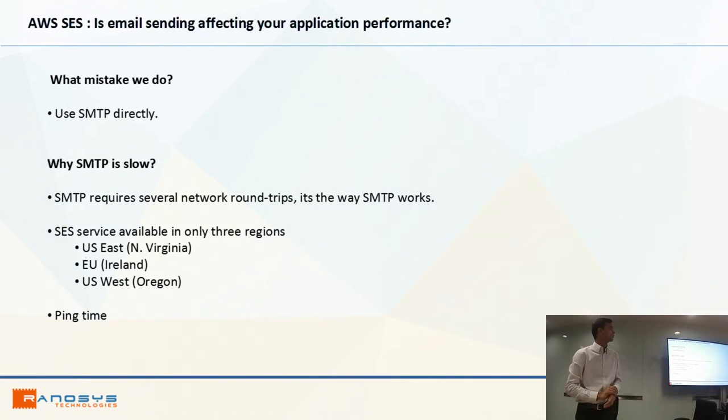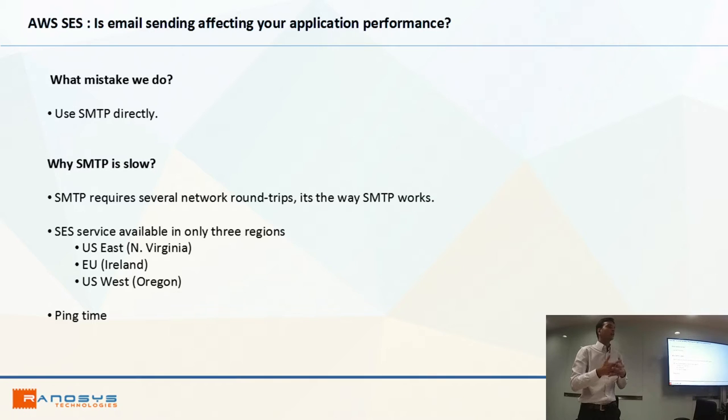Now, the problem when you scale with SES: they provide an SMTP service and an API service to send emails. If you are using the SMTP service directly, that is slow. Because SMTP makes the connection first, then sends the email, then disconnects. And when in the PHP script you are sending the email, it actually waits for the response from the SES endpoint, whether the email is sent or not.